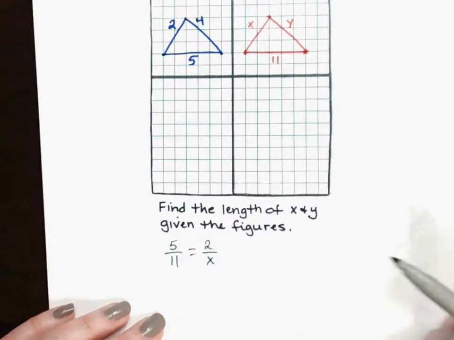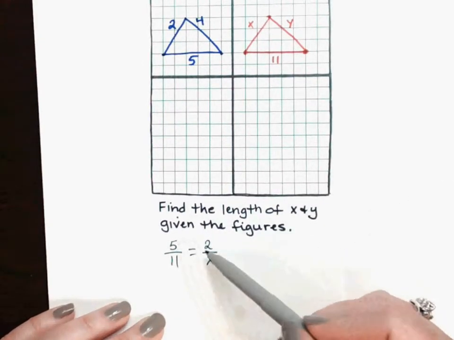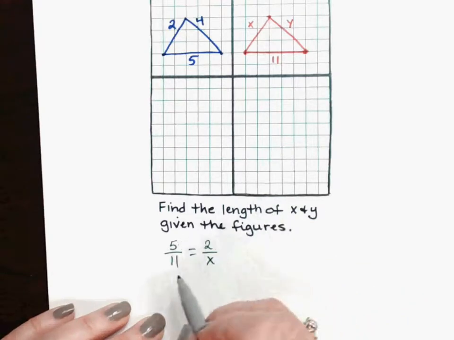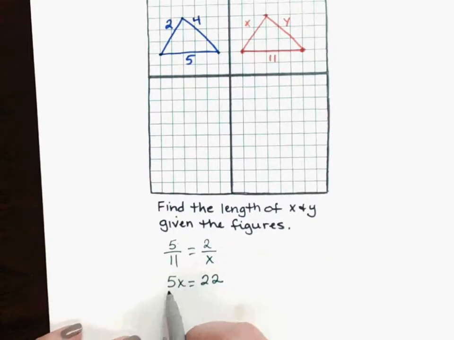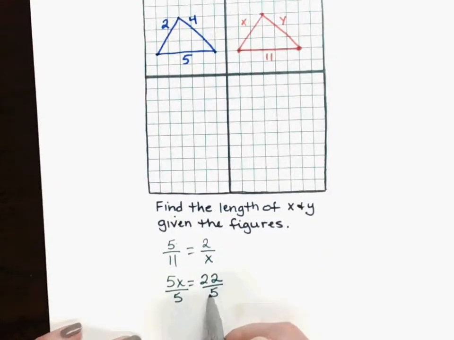Okay. Now when you have it set up like this, you cross multiply. So 5 times x is 5x. 2 times 11 is 22. Divide both sides by 5.